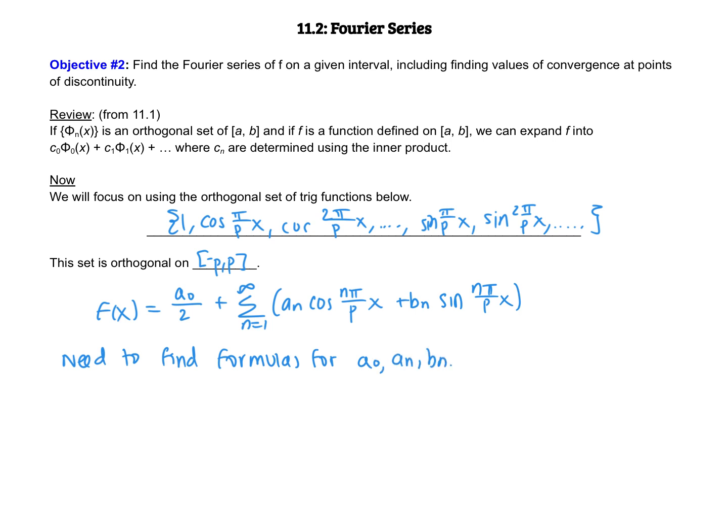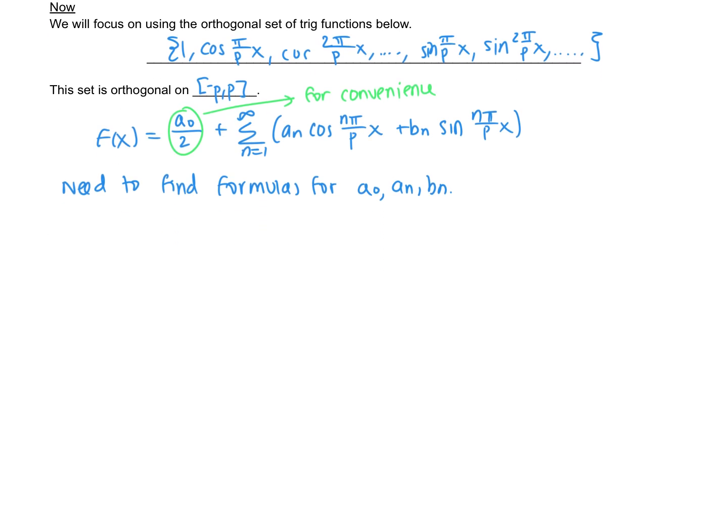Now, you're probably wondering, why do we have this a0 over 2? Why are we dividing by 2? It's simply for convenience, and you'll see when we get to that formula. So to find the formulas for a0, an, and b of n, we're going to start by integrating. So I'm going to take this formula above, which I know is orthogonal on negative p to p.